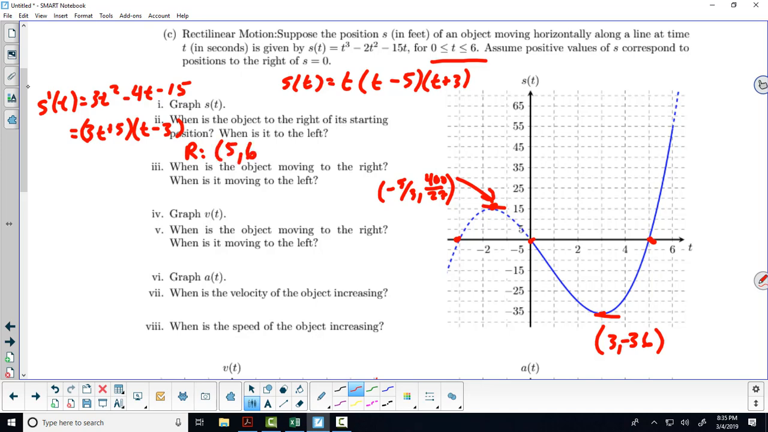How come? Because I'm at the starting position. I'm not to the right of the starting position. But I do include 6. How come? Because at t equals 6, our s of t value is positive. We are to the right. Okay? When are we to the left of our starting position? From 0 to 5, not including either of those, because at 0 and at 5, we are at our starting position. Any questions on that, folks?